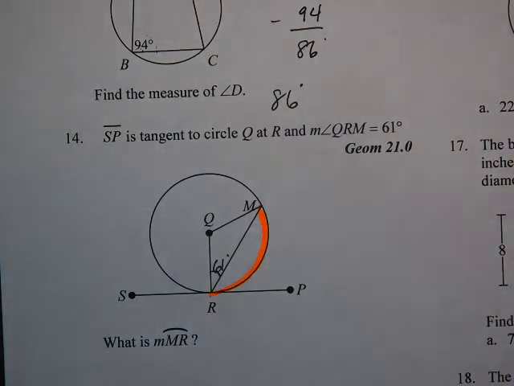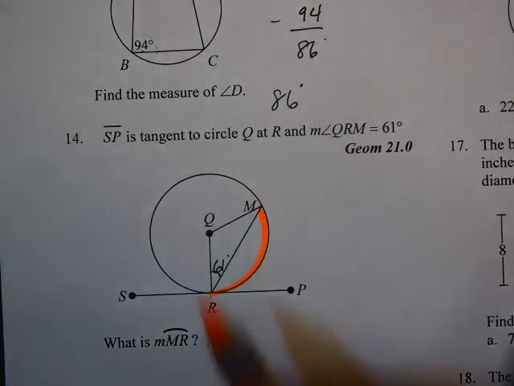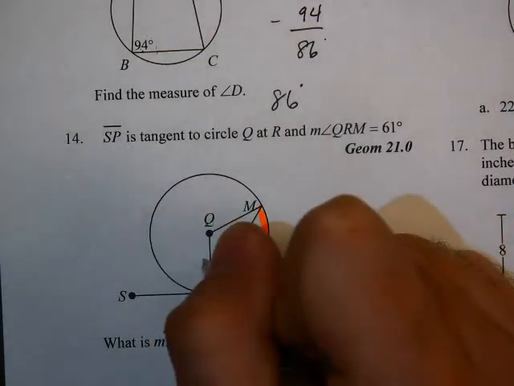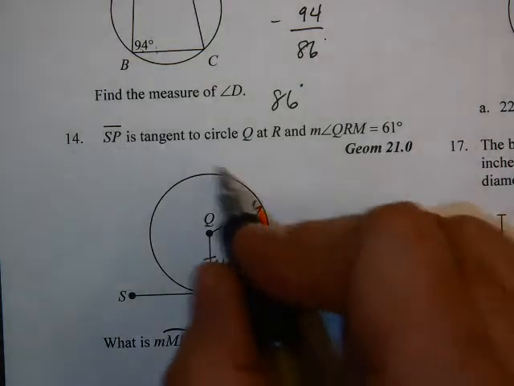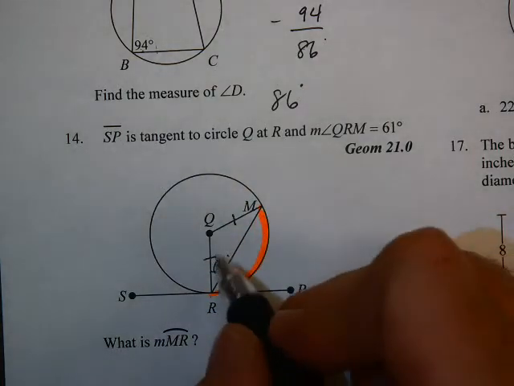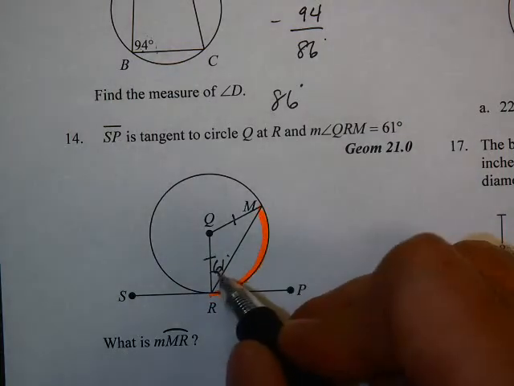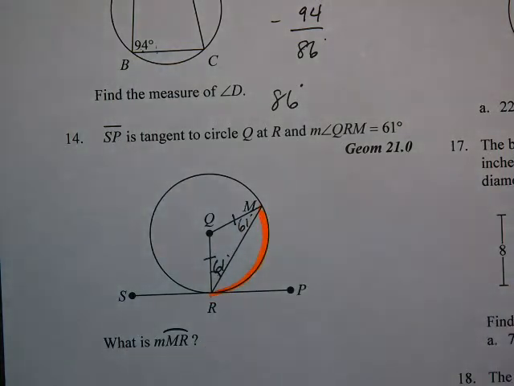If we concentrate on this triangle, first of all, we know that QM and QR are both a radius of the circle, which means they're going to be equal to each other. Every radius has the same length. So in this triangle, this is now an isosceles triangle, which means that if this is 61, this is also 61 on this side over here.